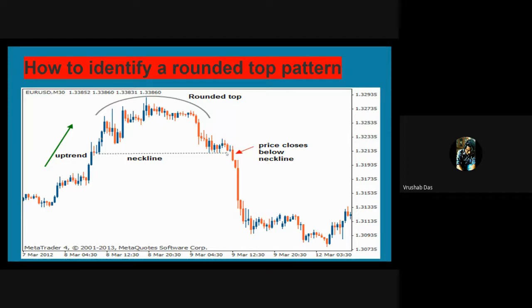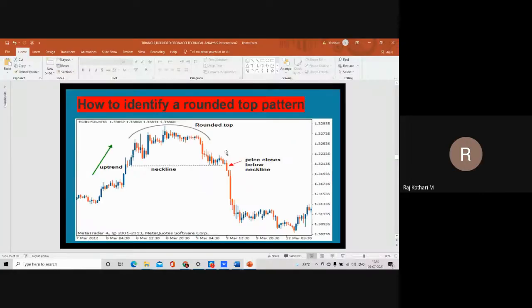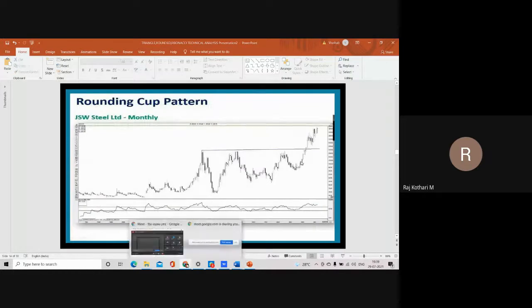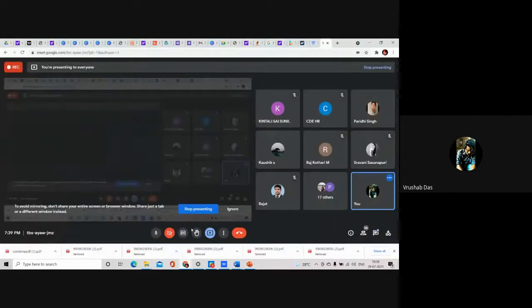And when we talk about how to trade this rounded top pattern, what do you mean by consolidation here? Consolidation is like stable, like the price is getting stable.